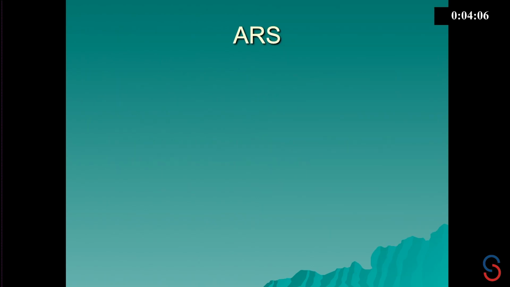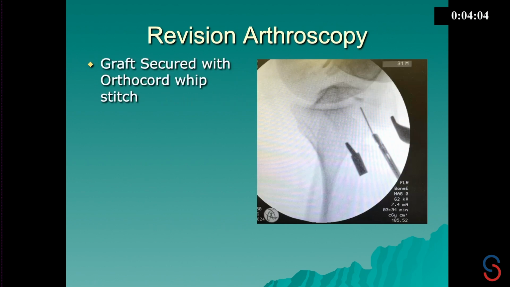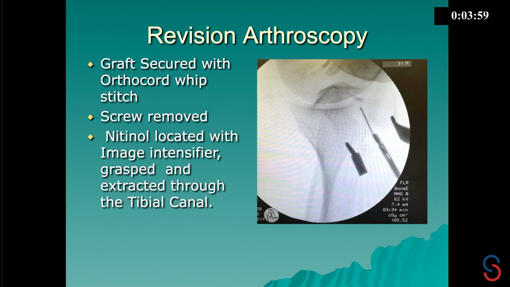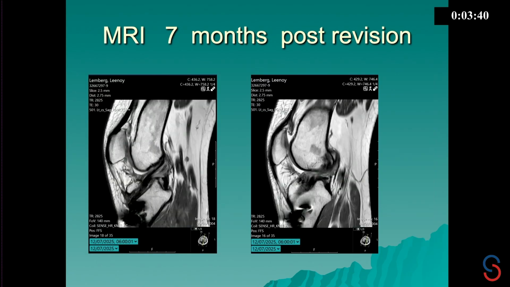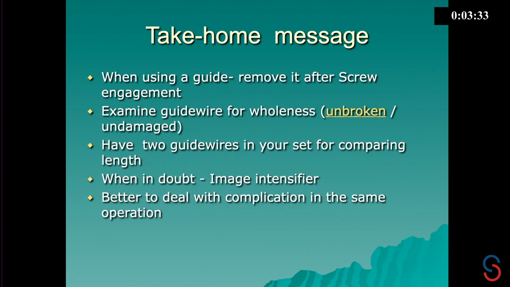Then the nitinol was removed from the tibial canal with an image intensifier and a grasper through the tibial canal, and a Healix knotless secured the tibial part of the graft. These are the post-revision X-rays, and this is 7 months post-operatively with an intact ACL, and the knee is stable.